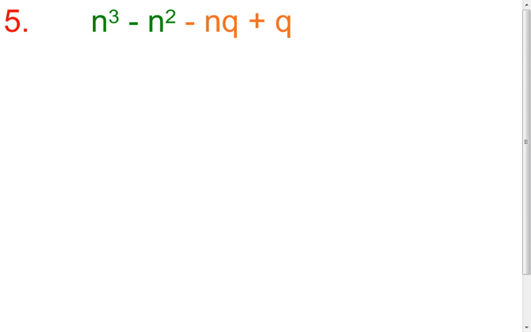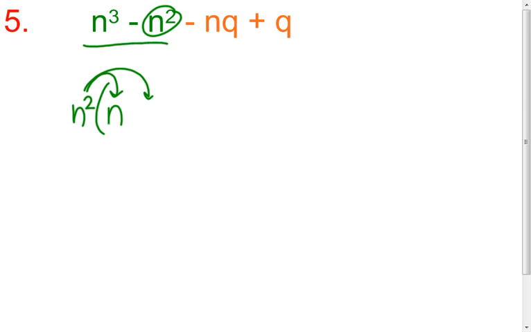The last one. Here we go. Out of the green, I can pull out an n squared. So if both terms have at least n squared, n squared times n gives me n cubed. Now be really careful, super duper common math mistake. People go, well, I already pulled the n squared out, so I have nothing left. But remember, n squared times n gives me the n cubed. N squared times what would give me negative n squared, so I need a negative 1 right there.